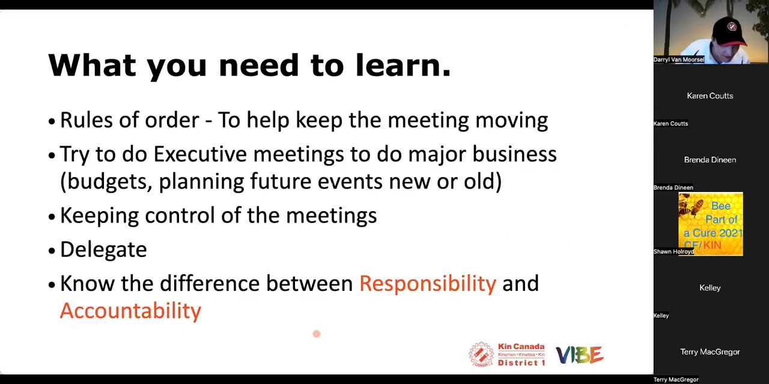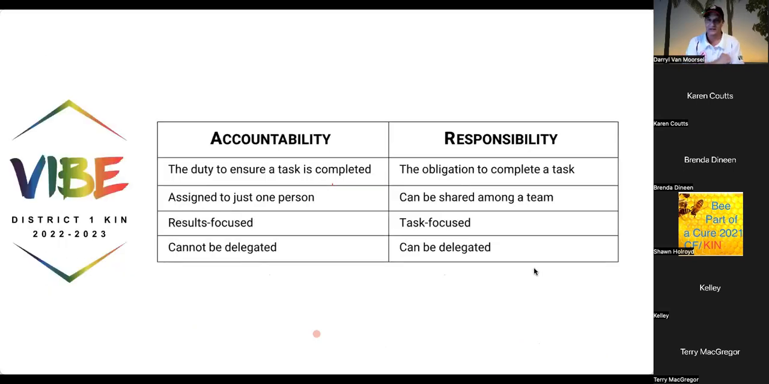Now, who was it? That was Derek. This is the best way to explain it, and I'm going to get into some detail, not a whole lot. Accountability, I wish I had a pointer, is the duty to ensure a task is completed. Responsibility is the obligation to complete a task. I'm just going to read this little blurb here, and hopefully it works for you.